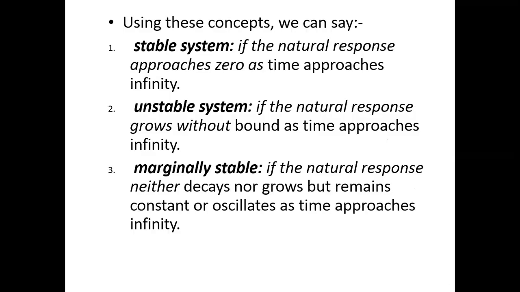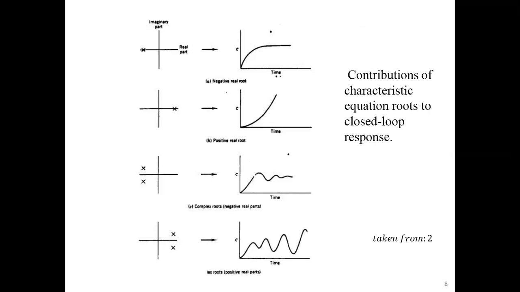So we can understand the stability of the system by three points. Number one is a stable system: if the natural response approaches zero as time approaches infinity, the system is stable. In an unstable system, the natural response grows without bound as time approaches infinity, meaning the response of that system is not bounded. Number three, marginally stable: if the natural response neither decays nor grows but remains constant or oscillates as time approaches infinity, this is marginally stable. So the output of the system with respect to time states its stability.